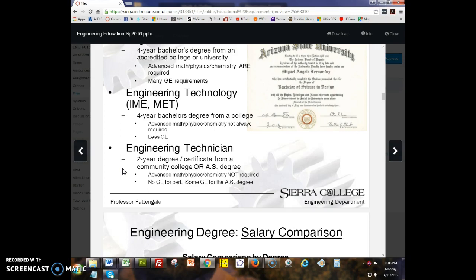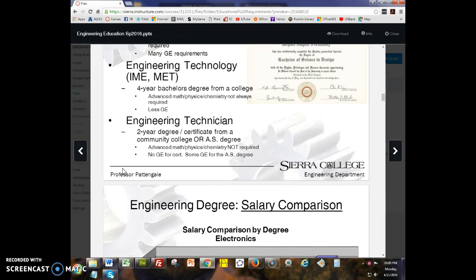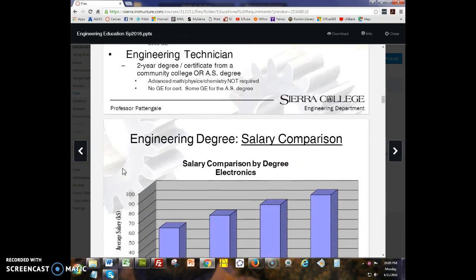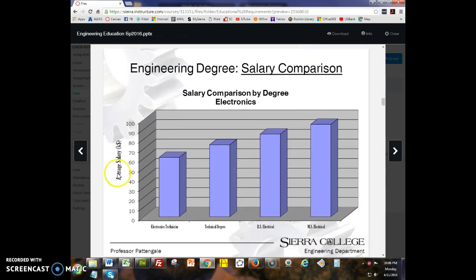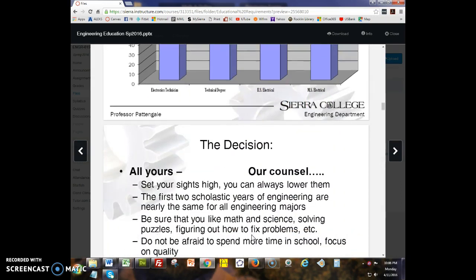So you can not have to do the GE and maybe get a job working as a technician while you're finishing up your degree work. So I wanted to show you a salary comparison of if you go and get more advanced degrees. So here's an electronics technician salary. Then you can see if you get, say, a technical degree or a full-on bachelor's degree or a master's degree. You can see how it increases your average salary.